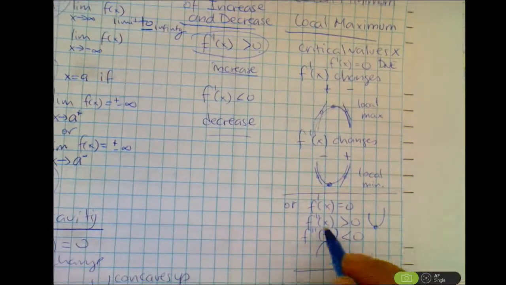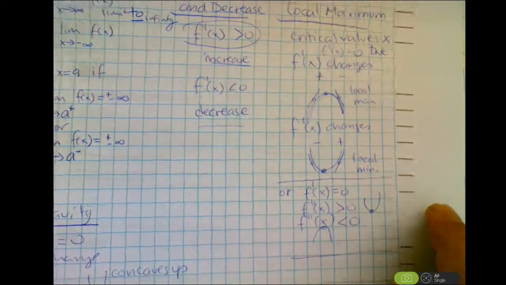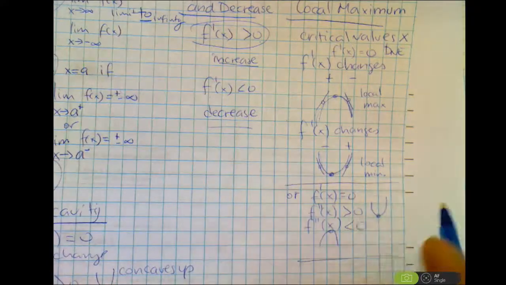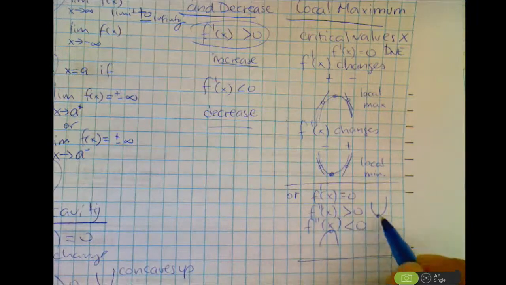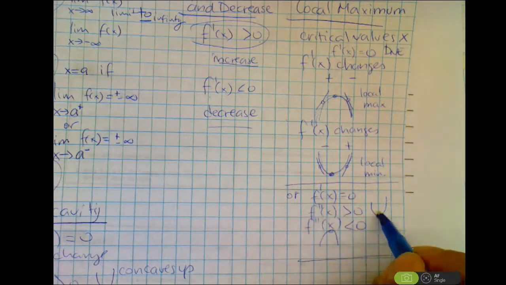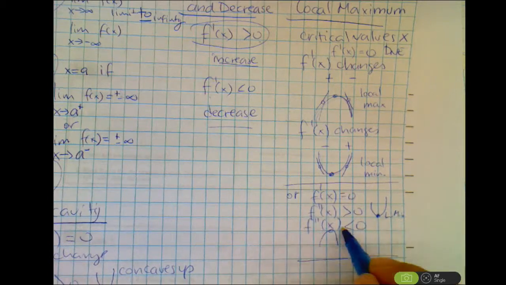Or you can apply the second derivative test. So for all those values when the derivative is 0, you look at the concavity at that point. If it has a positive second derivative, you're looking at a local minimum, and if it has a second derivative that is negative, then you have a local maximum.